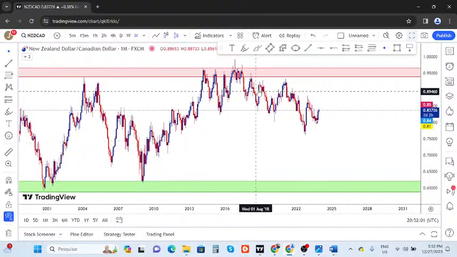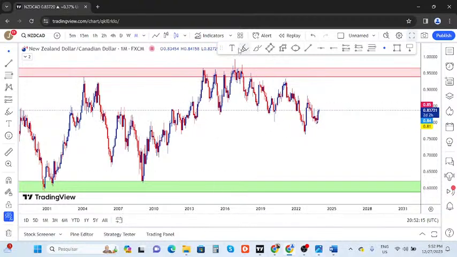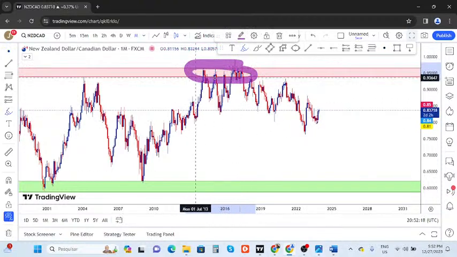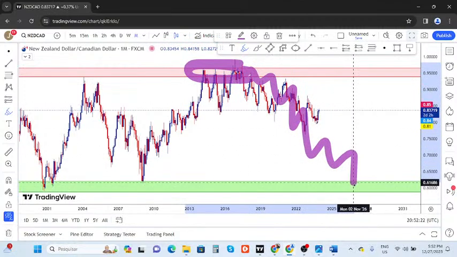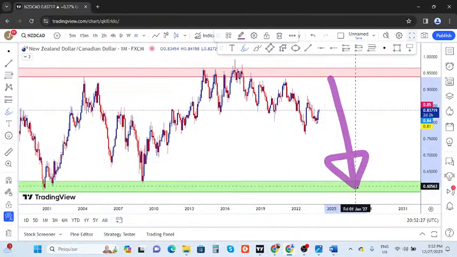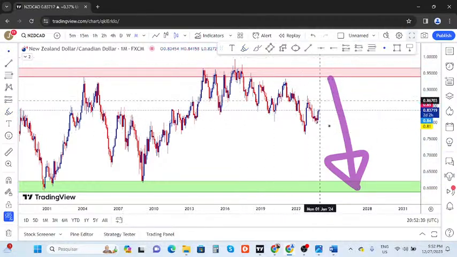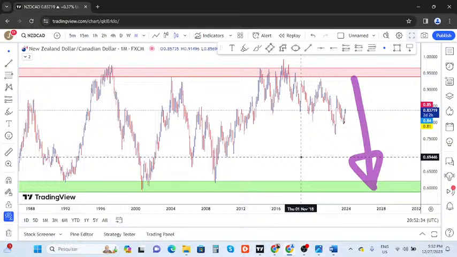So the long-term view, as we talked about, we need to identify the long-term view. How do we identify it? We identify the long-term view using the monthly bands area. The long-term view in this market right now is that the market should fall to the downside, all the way down, like this. So the long-term view on the monthly time frame is down.